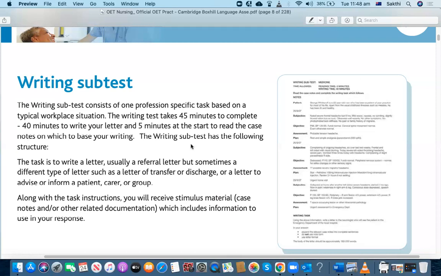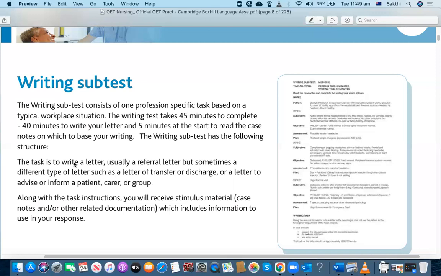So the writing subtest has the following structure. The task is to write a letter, usually a referral letter. One of the typical letters that you will get during the examination would be a referral letter. You need to refer the patient to someone else, which could be a healthcare professional, perhaps. But sometimes you do get a wide variety of letters as well. For example, you may get a transfer letter or discharge letter or an information letter, or it could be a request letter and so on.